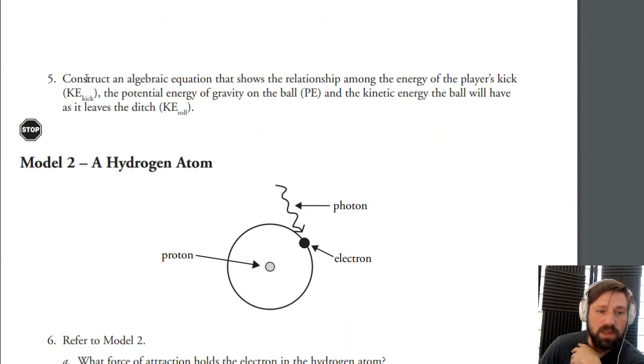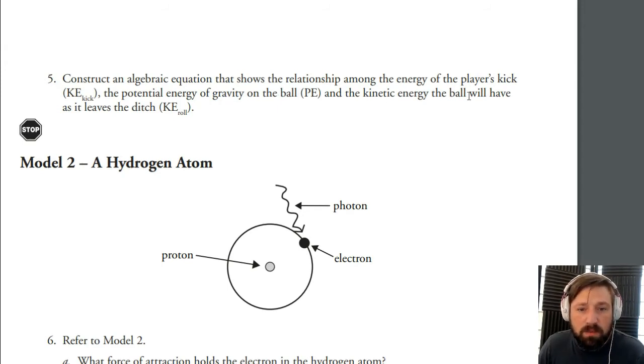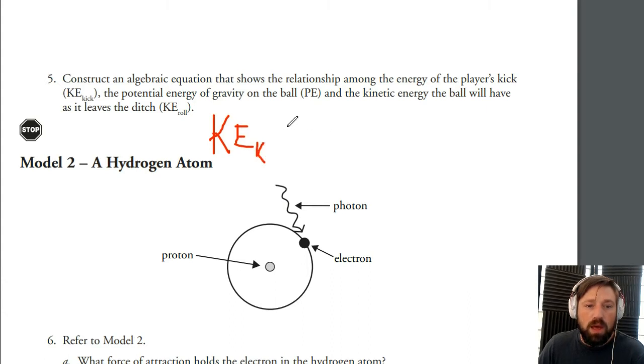Question 5, construct an algebraic equation which shows the relationship between the energy of the player's kick, the potential energy of gravity on the ball, and the potential energy of the ball when it leaves the ditch. We have a certain relationship here. We have KE kick, and we have PE for potential energy, and we have KE roll. So how much kinetic energy does it have when it's rolling?